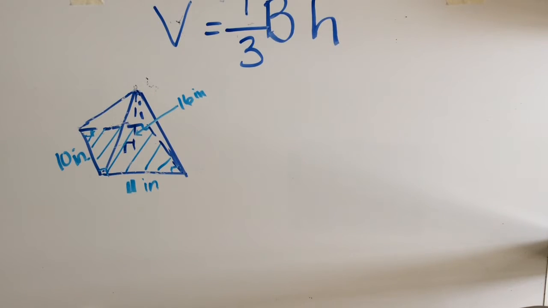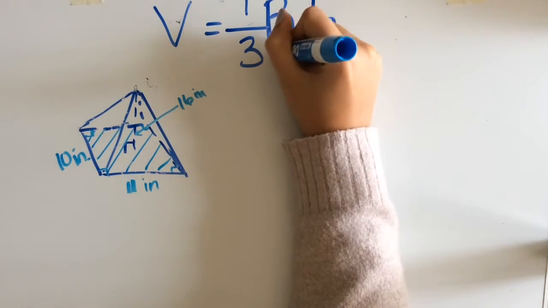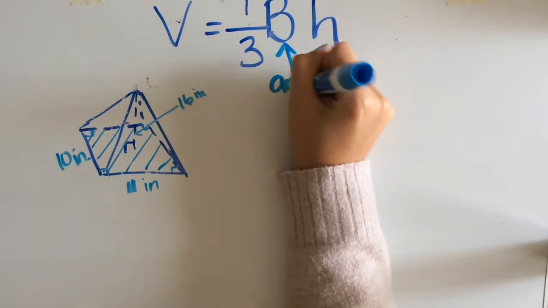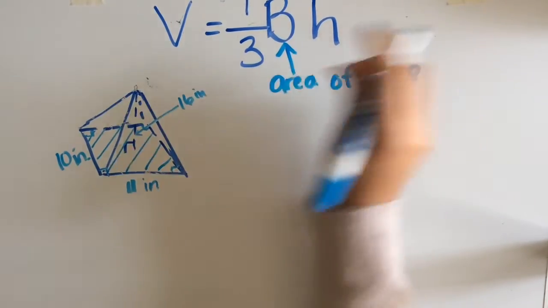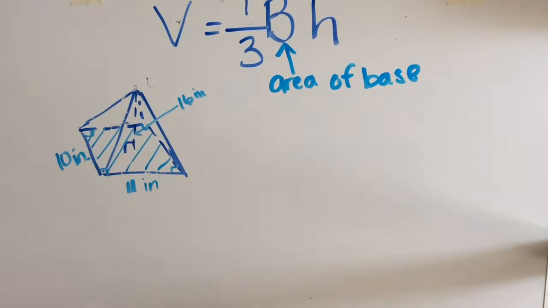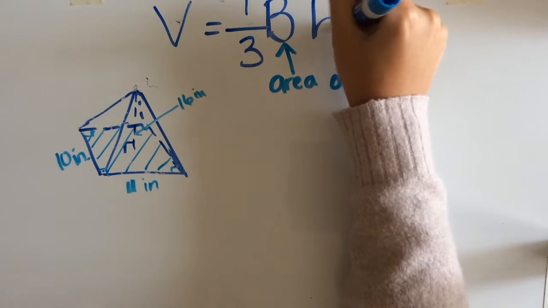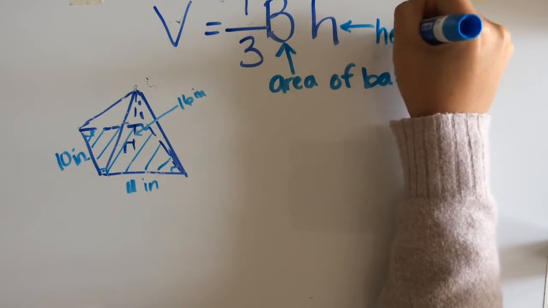So our formula says the volume of a pyramid is equal to 1/3 of big B. Remember, big B is the area of the base of the pyramid. So if this bottom square is the base, then big B is the area of that base, and H is the height of the pyramid.